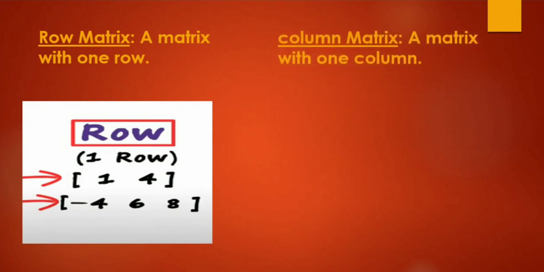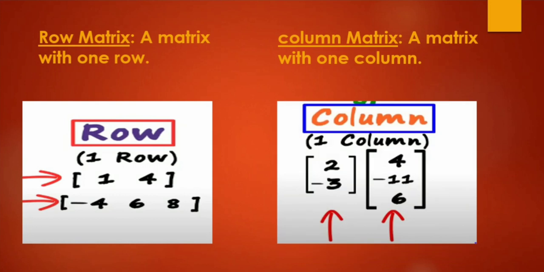The second type of matrix is column matrix. Again, as the name shows, a matrix with a single column, or one column, is known as a column matrix. You can see the examples. Two examples are over here and both consist of a single column.